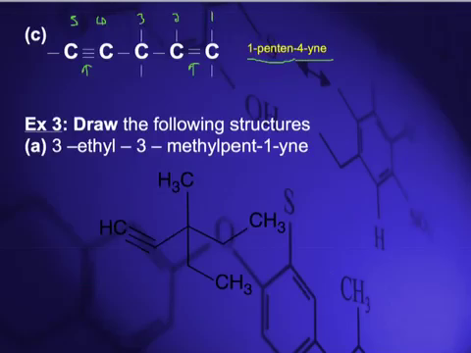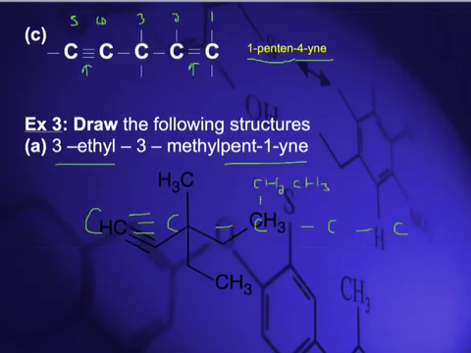Now let's go backwards. Let's draw a structure given the name. Note the ending here is pent-1-yne, so we know there's a triple bond at position 1, and there are 5 carbons in the entire chain. 1, 2, 3, 4, 5. Triple bond at position 1. Now we know there's an ethyl at position 3, so put 1, 2, 3, CH2CH3. As well, there is a methyl group also at position 3, CH3.